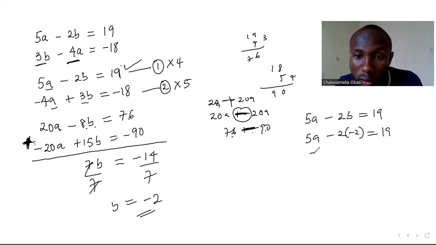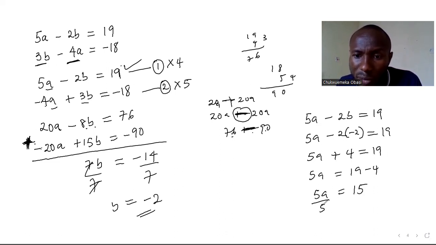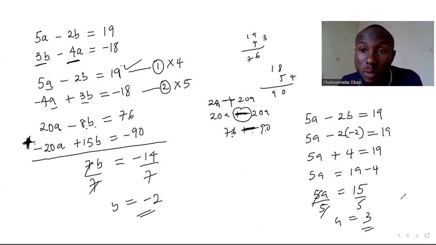Right? And now we got 5a plus 4, since minus 2 times minus 2 is positive 4, equal to 19. And 5a is equal to 19 minus 4. When you take 4 to this side, it becomes negative. And 19 minus 4, I think that's 15, right? Divide everybody by 5. So the value of a must be equal to 3. So you see this way we solve this problem.